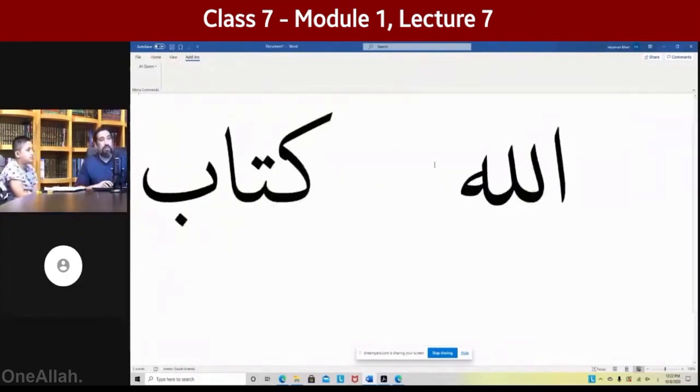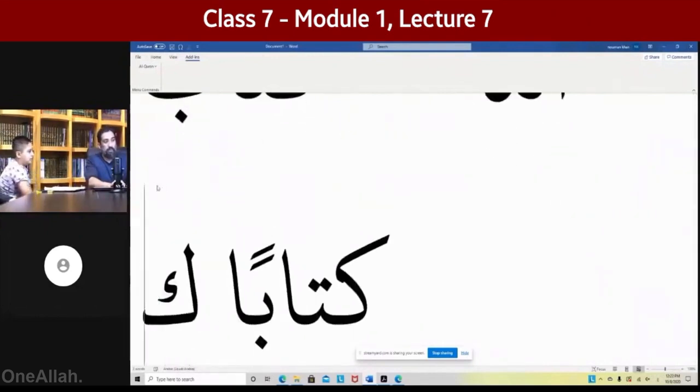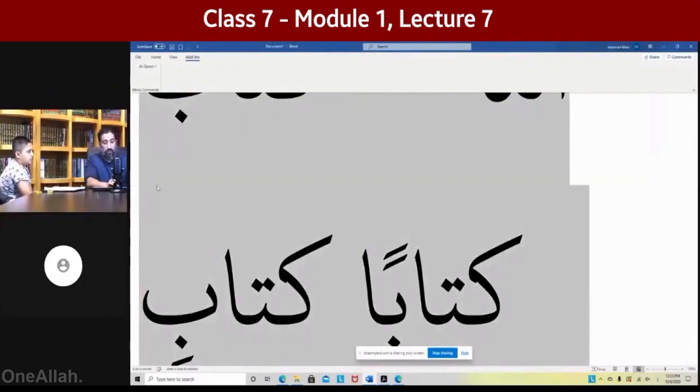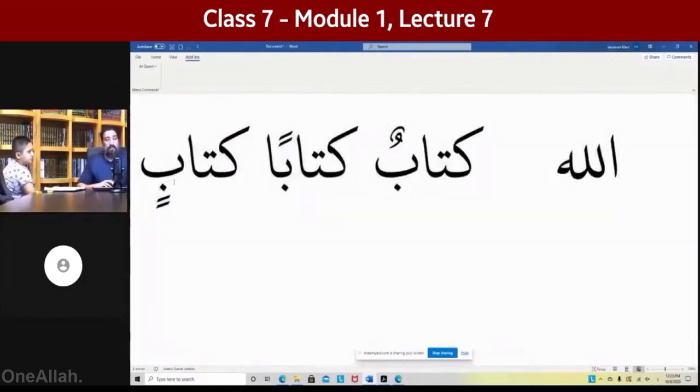So I'm saying this one doesn't have Al, and this one also doesn't have Al. Now, if it doesn't have Al, it should have Un, or An, or In, right? Because normally a word should be light or heavy. It should be heavy. So if this is not Al, you should see Allahun, Allahan, or Allahin, because normally a word should be heavy.